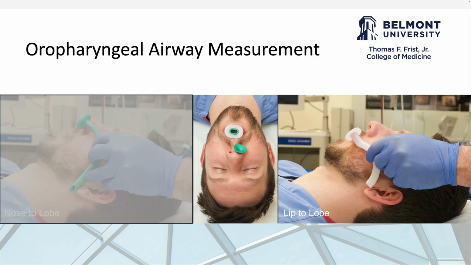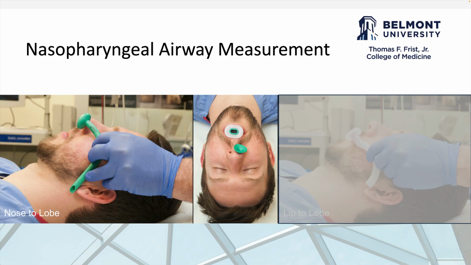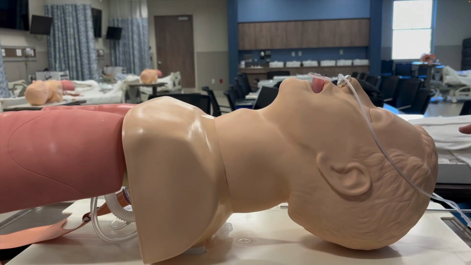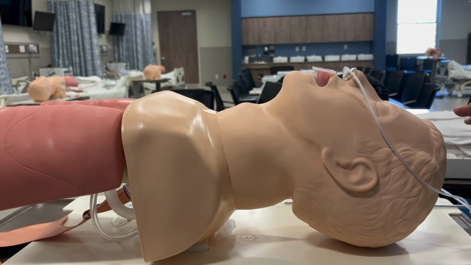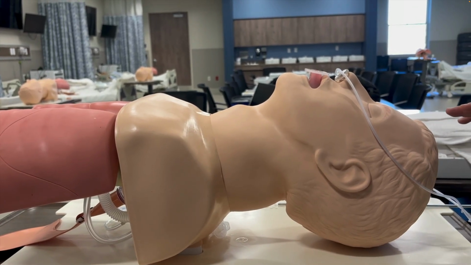Determine the correct size of the oropharyngeal airway by placing the ends of the airway between the lips and the earlobe, or a lip-to-lobe measurement. Determine the correct size of the nasopharyngeal airway by placing the ends of the airway between the nares and the earlobe, or nose-to-lobe measurement.